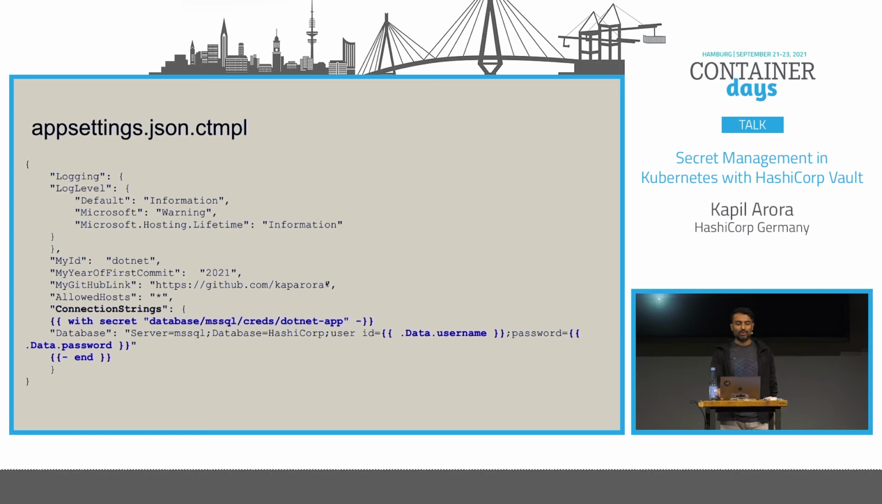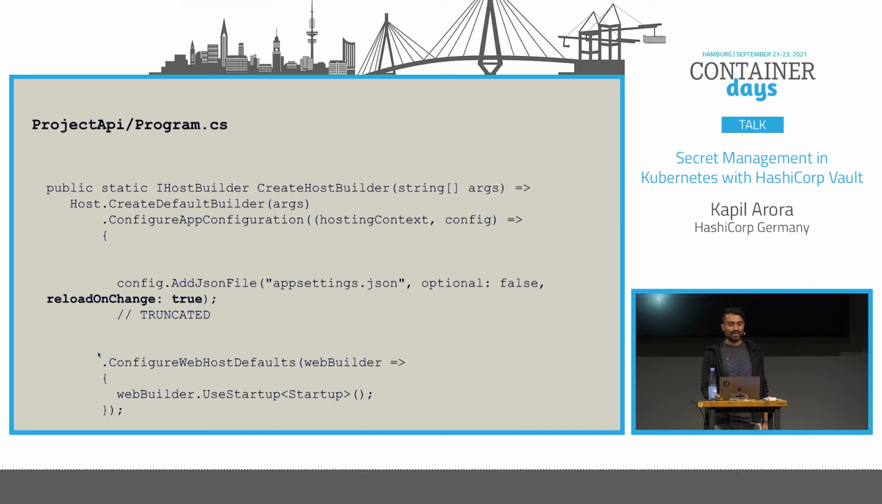All right, so the template looks like this. I have the JSON file, but the template will have these markers to tell the templating engine that this is the part which needs to be populated with this secret and password. So that's the template.